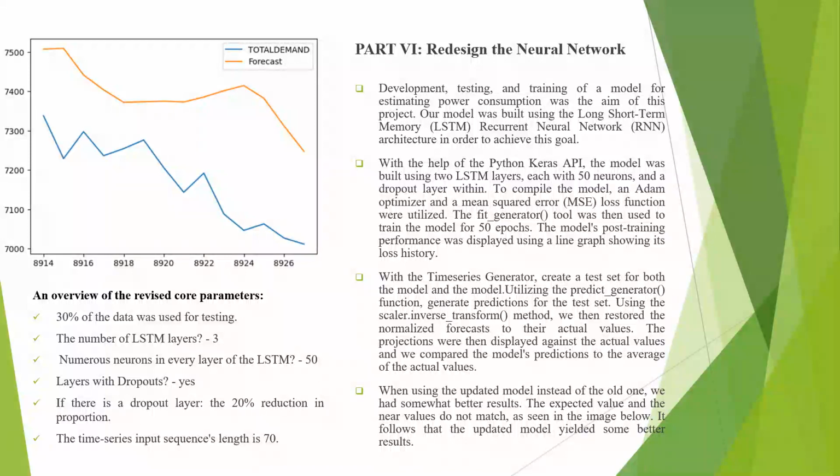Here you can see... To redesign the neural network, the number of layers and the neurons in each layer of LSTM should be increased, in my opinion. Extending the time series input sequence to 70 times its length and reducing the test data ratio to 30% will help to further improve the prediction accuracy.